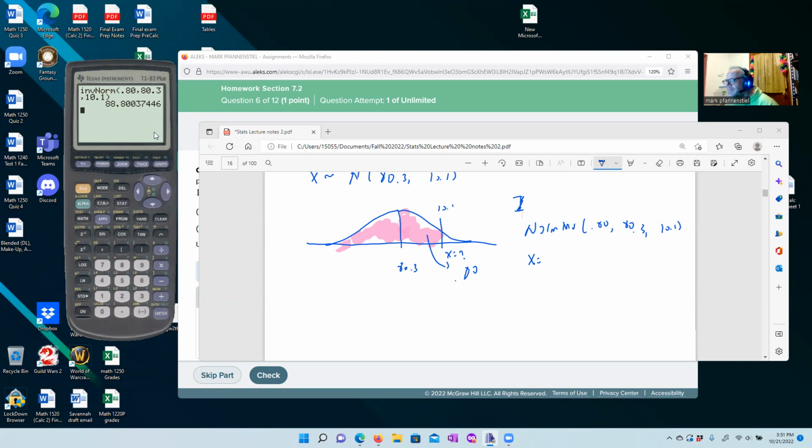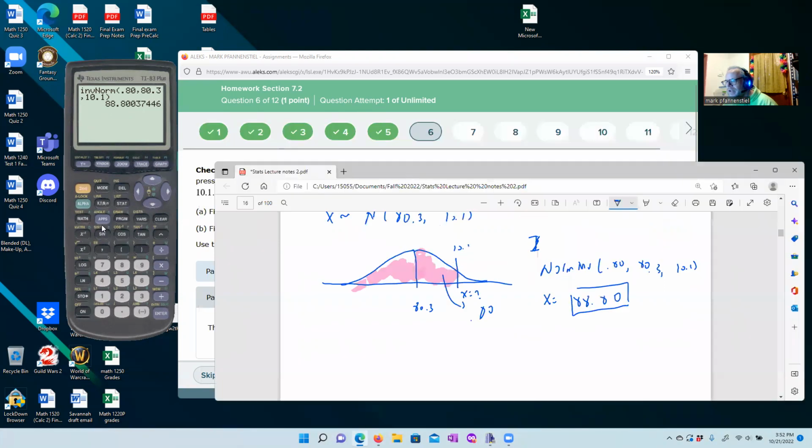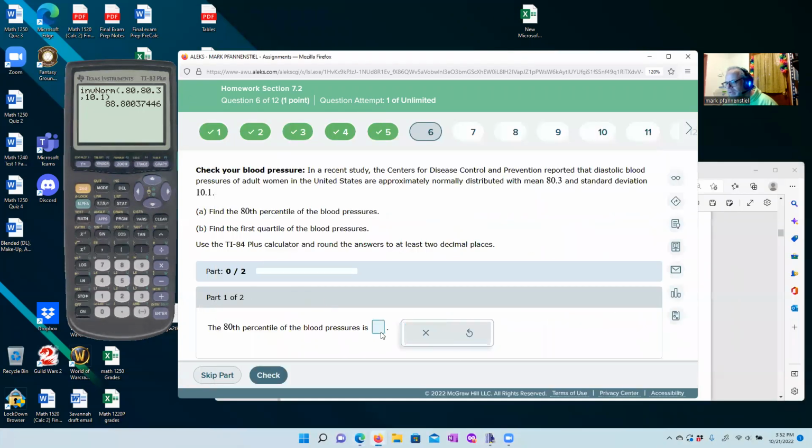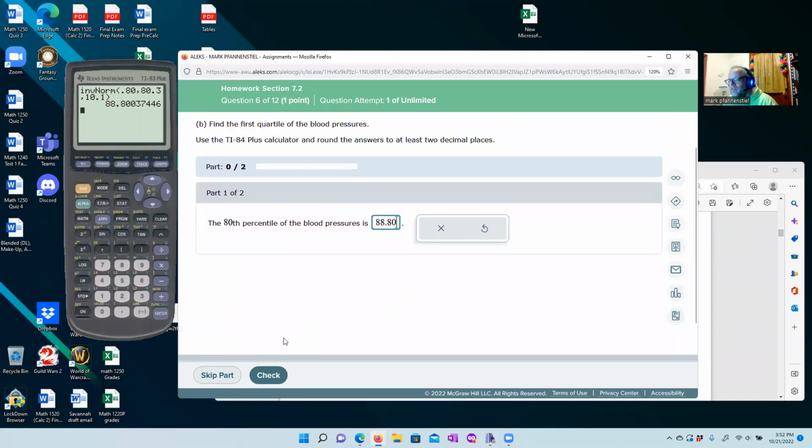I should be so lucky. 88.8. Oh, they wanted 2 decimal places. So 88.80 for blood pressure. Anybody who has a blood pressure of 88.80 or less falls in the 80th percentile. That makes sense. The average is 80.3, and that's the 50th percentile, so we're going to need a bit more than that. So we'll check.